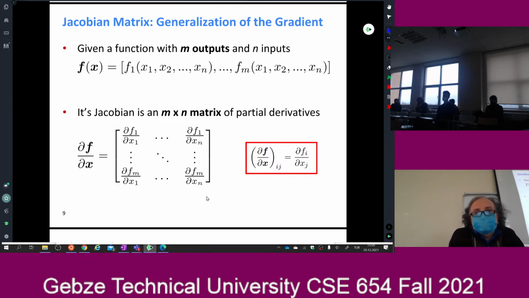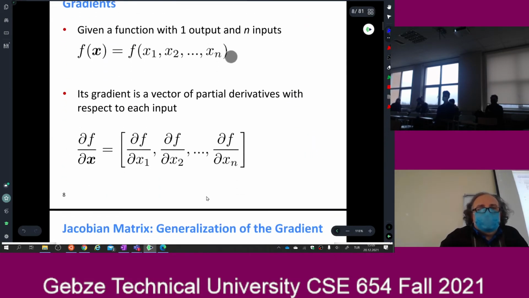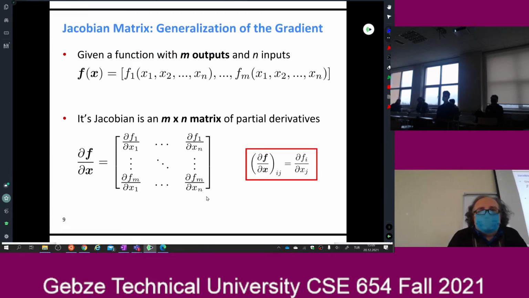Okay? So maybe you have seen this, I hope, from high school. Maybe you didn't see it, but it's just a generalization of the derivative of functions, okay? So if you have a function with n inputs and m outputs, this is the stuff. The first row is the partial derivatives of the first function, then the second function, and function number m. Okay?